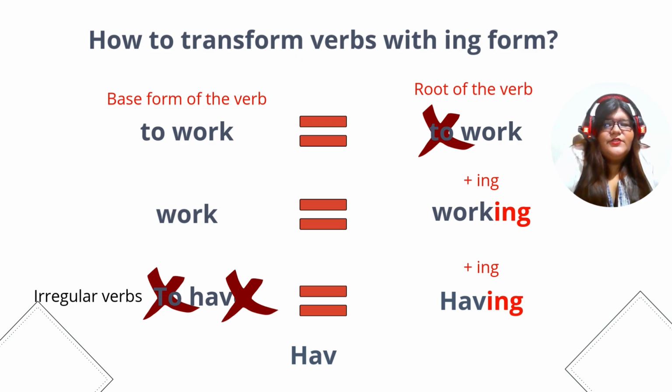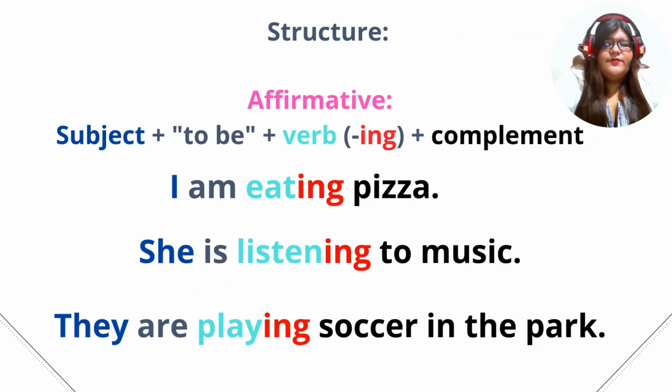And in the case of irregular verbs like to have, we will drop the to and we will drop the e, and the root is have, right? And we will add ing and we have having as a result. So pay attention. You will just add ing at the end of the verb, but pay attention to the irregulars. So now here we have a structure, right, for the present continuous.